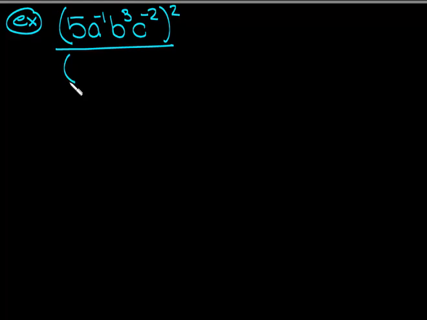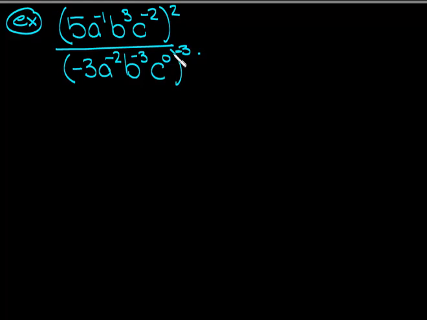Okay, we have 5a to the minus 1, b cubed, c to the negative 2, squared, divided by minus 3 a to the minus 2 b to the negative 3 c to the 0, cubed. Okay, let's make this a negative 3. Alright, so let's do this.